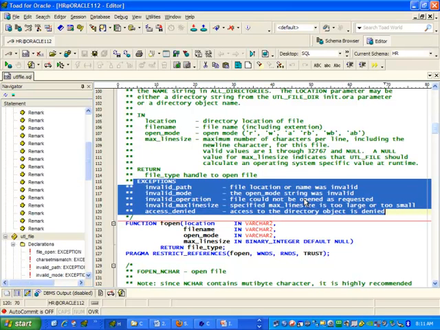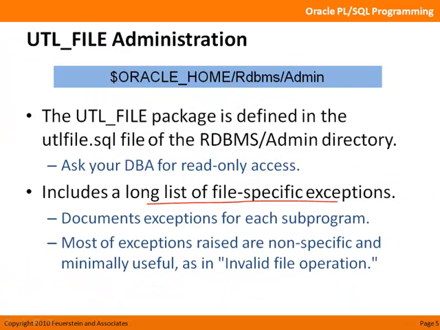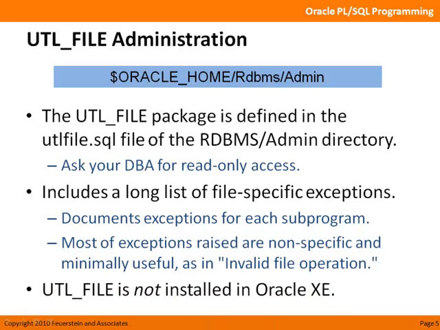A lot better than it used to be, even though sometimes it seems like the exceptions that are raised are very non-specific, like, oh, invalid file. It doesn't tell you what's wrong with your file or the operation that occurred. It just says, sorry, invalid. So it's certainly better than it used to be, but it still leaves a bit of a gap. Note also that UTL_FILE is not installed in Oracle XE. So if you're running the XE platform, you cannot read and write files with UTL_FILE.